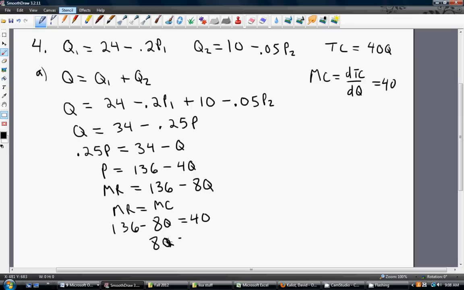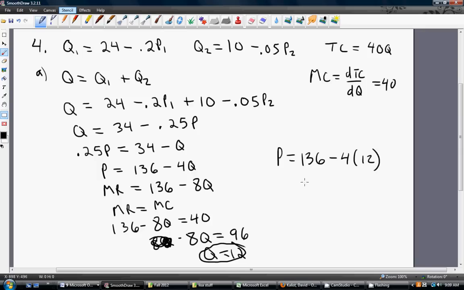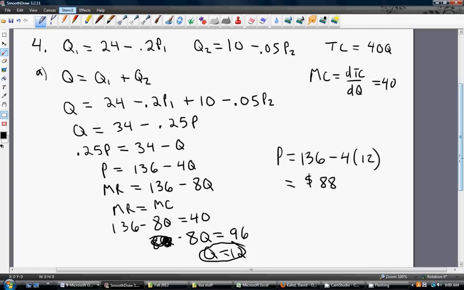8Q equals 96, or Q equals 12. So the firm wants to produce 12 units of output, and it will set a price of 136 minus 48, or $88. So that's the answer to part A. Firm produces 12 units and sells each unit at $88 a piece.